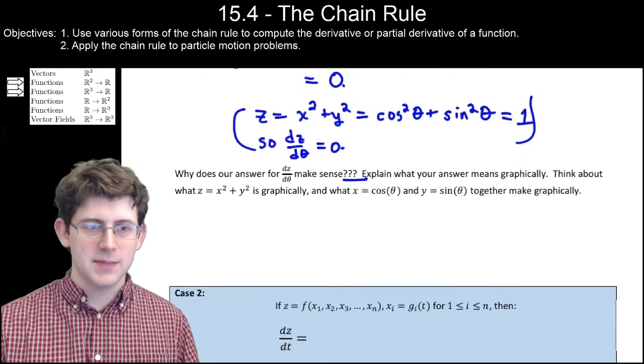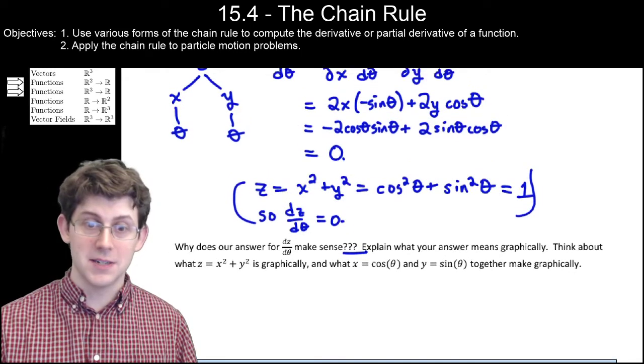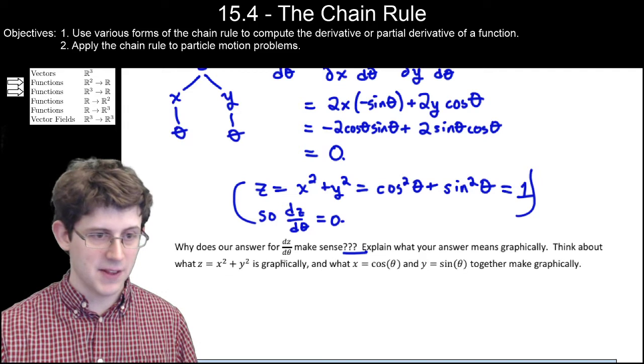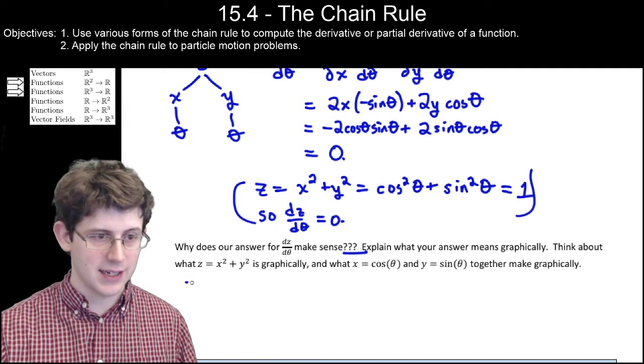The text here tells me that it might be smart to check out a geometric or a graphical reason for this. And, well, the reason for this is that z equals x squared plus y squared.